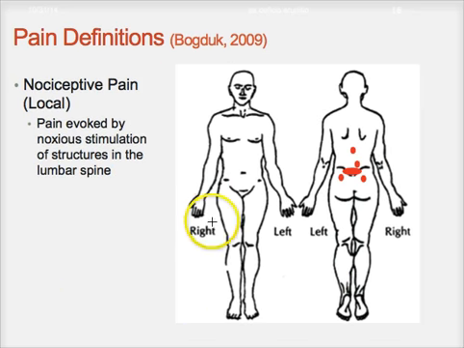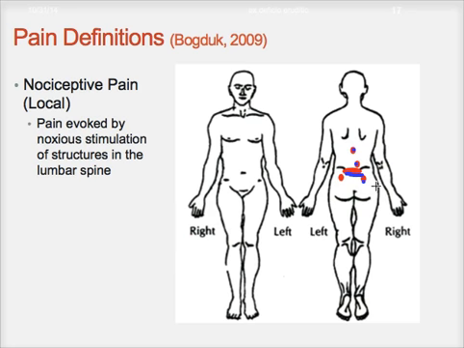Local nociceptive pain is pain that is evoked as a result of discharge of free nerve endings and nociceptors in the local target tissue. In this case, we're looking at the lumbar spine. This would be a local facet pain, or a local SI joint problem, or an L5-S1 segmental dysfunction, or in this case a TL junction.